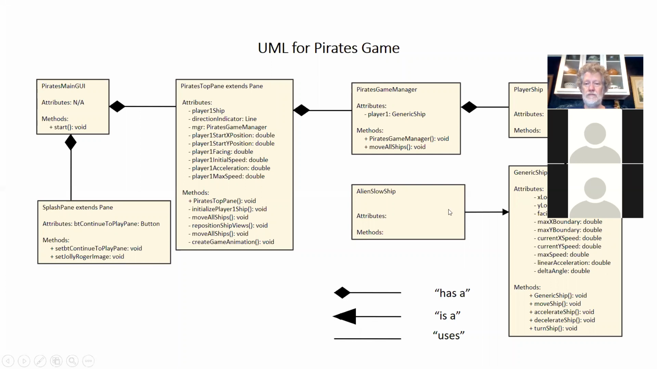And then, once I have the ships, and I don't have anything else yet, I've got a game manager that will manage the game. So that's my model. Everything in the last two columns there on the right, that's my model. What about the view and the controller? Well, the Pirates main GUI and the splash pane are going to be the view. And then the controller kind of straddles between that top pane, Pirates top pane.